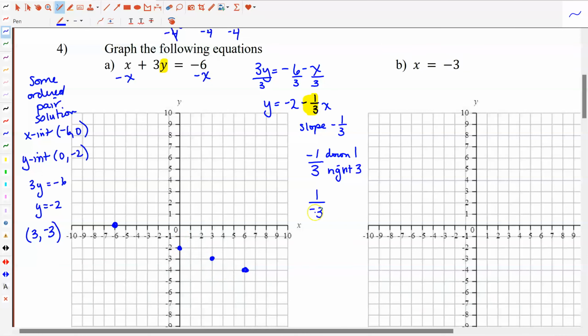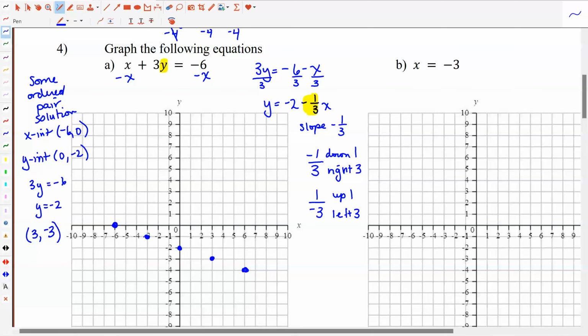If I assign the negative to the denominator, so I'm looking at 1/-3, this means from any point, if I go up 1 and left 3, I will find another ordered pair on my line. So for example, from the ordered pair (0, -2), if I go up 1 and left 1, 2, 3, I will get another ordered pair solution on my line.